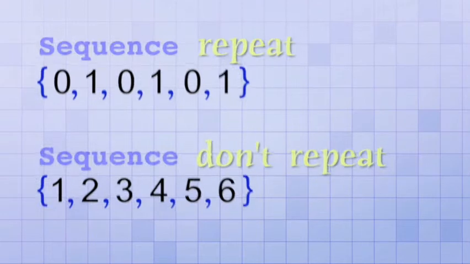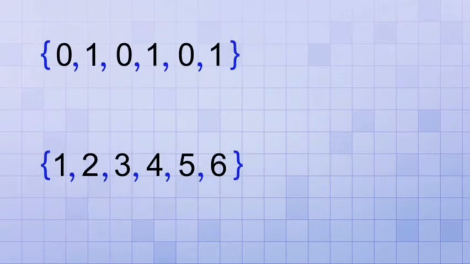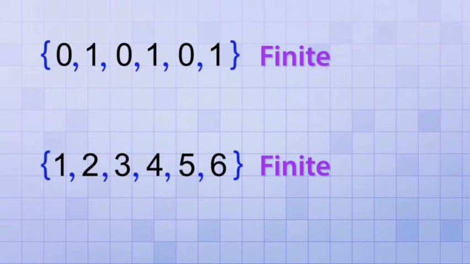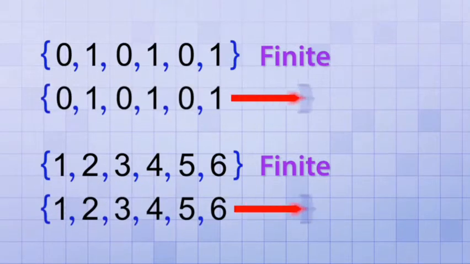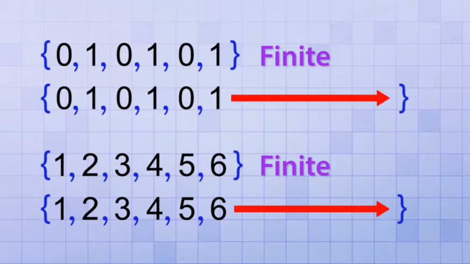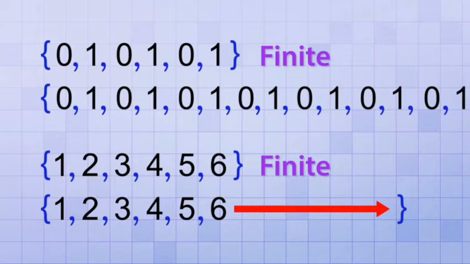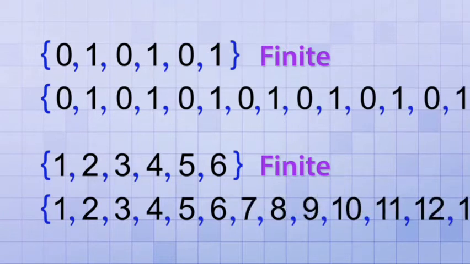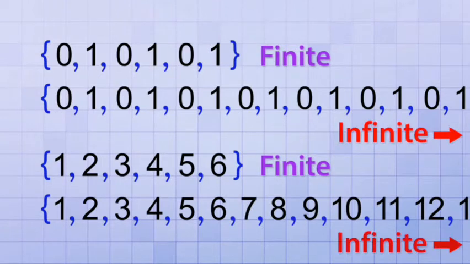But think about both of those sequences for a second. Right now, each of them contains a limited or finite number of elements. They each have 6. But each of these sequences could be continued forever if we wanted to. We could just keep repeating 0, 1, 0, 1 forever. Or we could just keep counting 7, 8, 9, 10 forever too. In other words, sequences can be finite or they can be infinite.